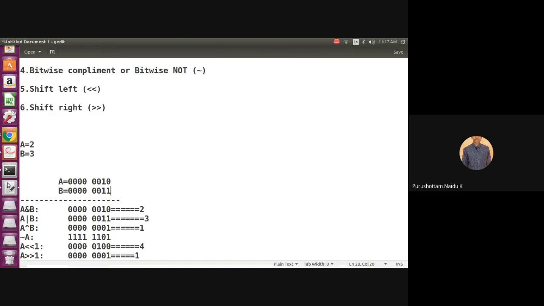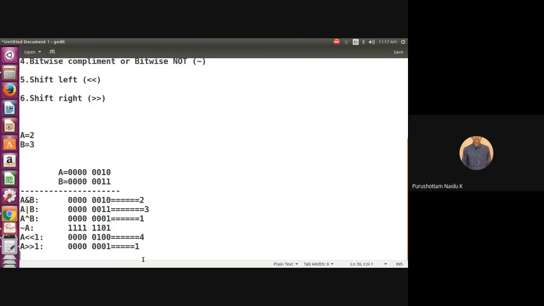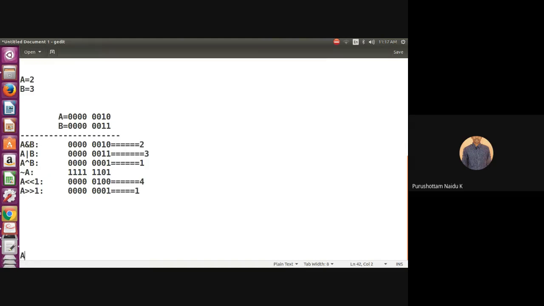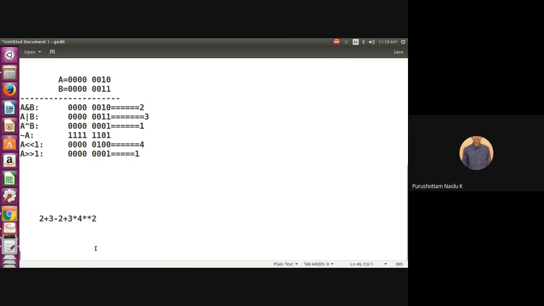Let's take one example: 2 plus 3 star 4 star star 2, then minus, and also some plus. This is one expression. So how is this expression evaluated? Based upon the operator precedence, this expression is evaluated.